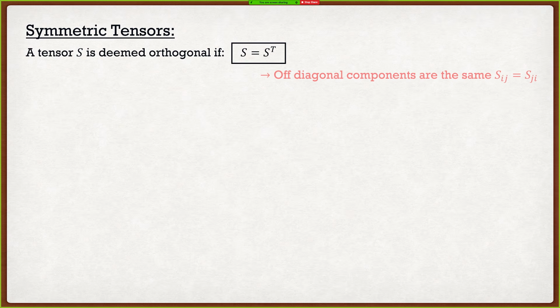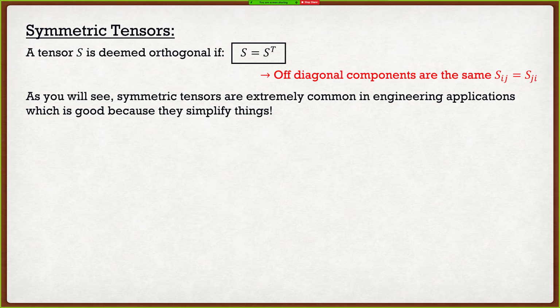What exactly does this mean? Well, it means that those off-diagonal components are the same. So component Sij is equal to component Sji. As you are going to see, this is going to become your best friend because symmetric tensors are extremely common in engineering applications. Usually when we deal with engineering applications, things get more complex, but for symmetric tensors, it actually makes things easier. So one of the benefits of a symmetric tensor is it finally makes our life easier.